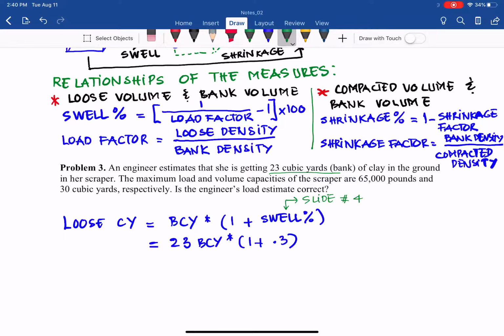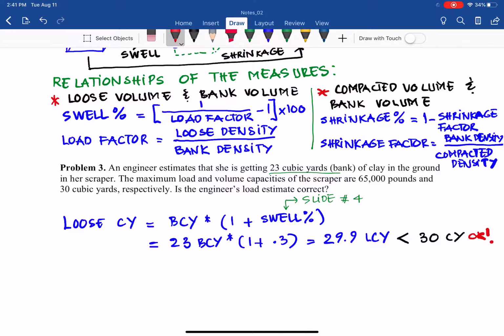So from that we can get the volume that the scraper carries: 23 times 1.3, so it will be 29.9 LCY. So it means that 23 bank cubic yards become 29.9. What is the capacity in terms of the volume of the scraper? 30 cubic yards. So as you can see, it's good because it's less than 30 cubic yards. It means the scraper can carry this load, so that's okay for this dimension.